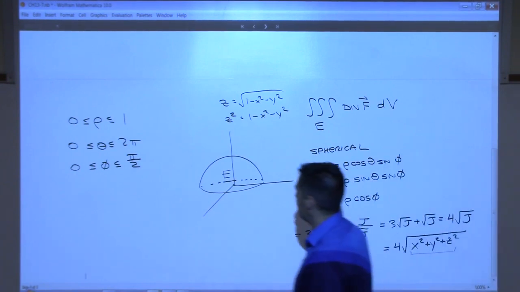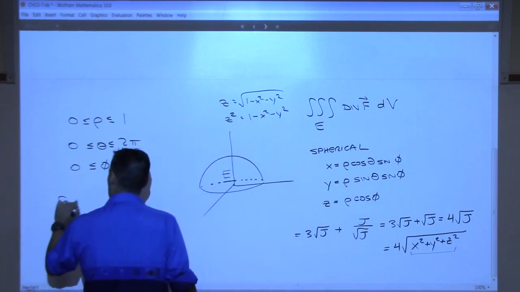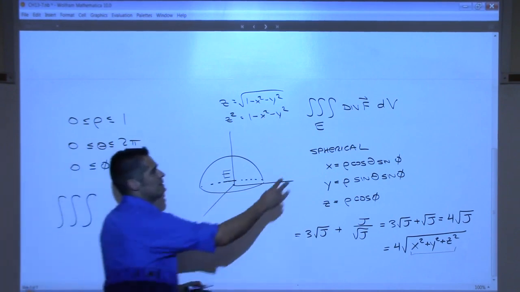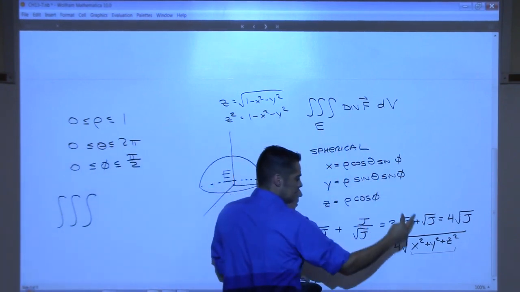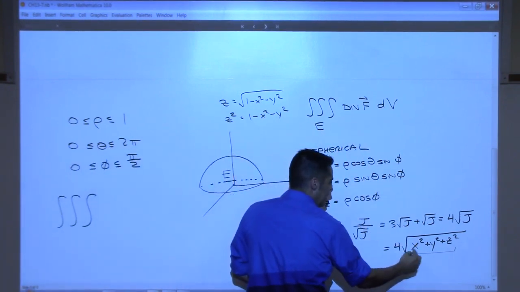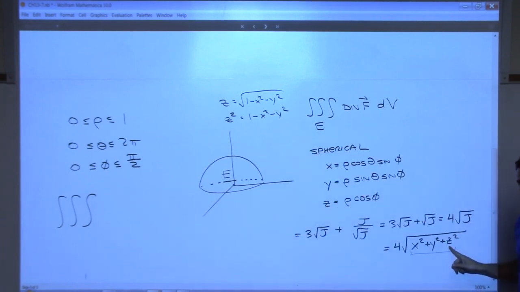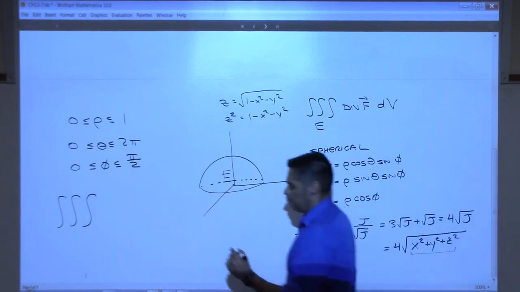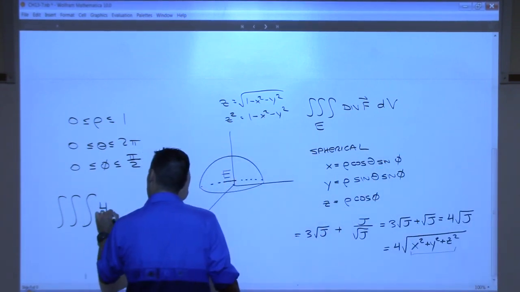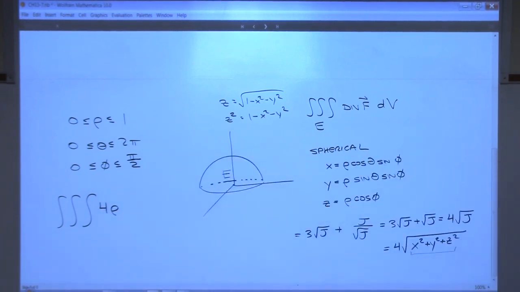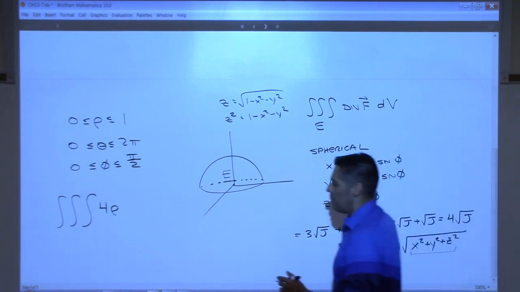So we've got a triple integral. I'll put my limits of integration in just a second. I need to do the div of F, which we determined was this, right? X squared plus y squared plus z squared, we said, was rho squared, and then the square root. So this is 4 rho. But every time we do a spherical conversion, we must include rho squared sine phi d phi.